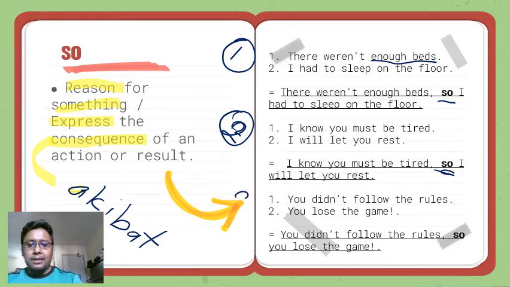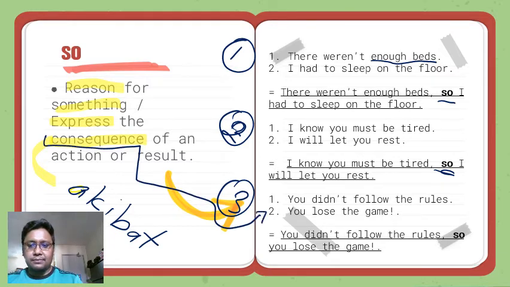Now, example number 3: You didn't follow the rules, so you lose the game. The consequence, akibatnya, tak ikut arahan, tak ikut peraturan, so kalah dalam permainan. Don't cry. So that's why, you didn't follow the rules, so you lose the game.